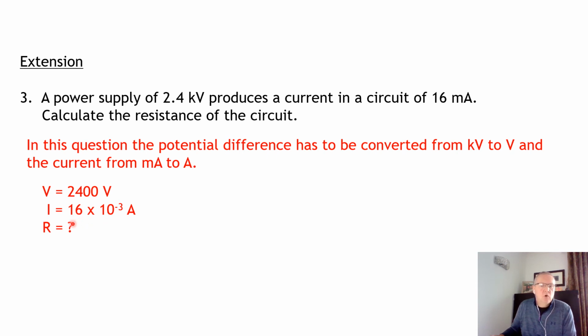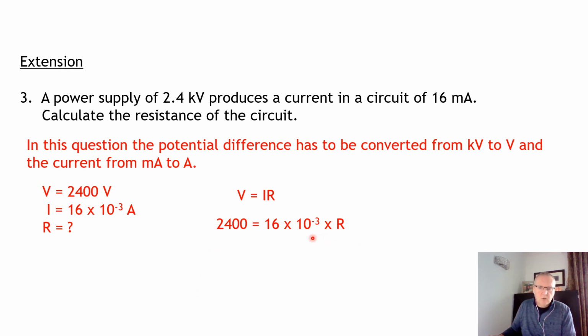But you should all be aware and able to use scientific notation. So it's easier to write down 16 times 10 to the minus 3 as the current in amps. You don't need to change that into a number between 0 and 9.9. It's okay in physics, we'll let you away. We're just writing 16 times 10 to the minus 3. And in this case, we want to find R. So again, it's V, I, R. The correct equation is Ohm's law, V equals IR. Substitute in the numbers: 2,400 equals 16 times 10 to the minus 3 times R.